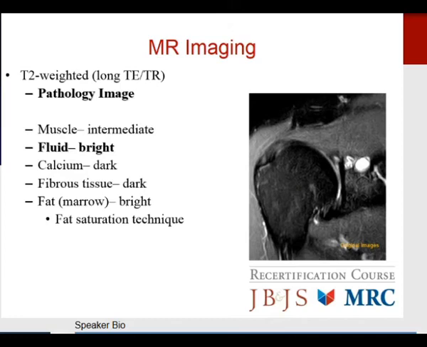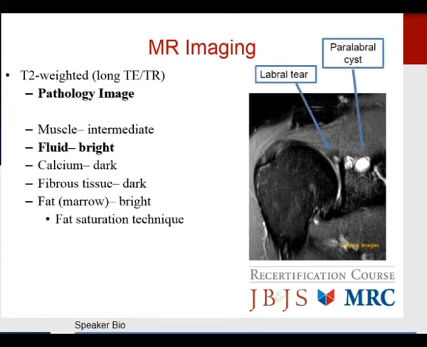Here we see a fluid collection located adjacent to the superior labrum, extending into the suprascapular notch. So we see the posterior superior labrum has fluid signal extending into it, representing a labral tear, and then we see an adjacent paralabral cyst within the suprascapular notch. So again, the T2 weighted pulse sequence is excellent for demonstrating soft tissue abnormalities.